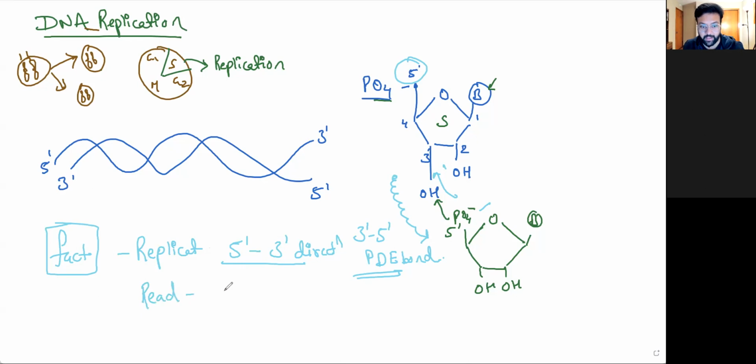3 dash to 5 dash. Yes, very good. So it will read from 3 dash to 5 dash and it will replicate from 5 dash to 3 dash. Now you know what is 5 dash. Now you know what is 3 dash.